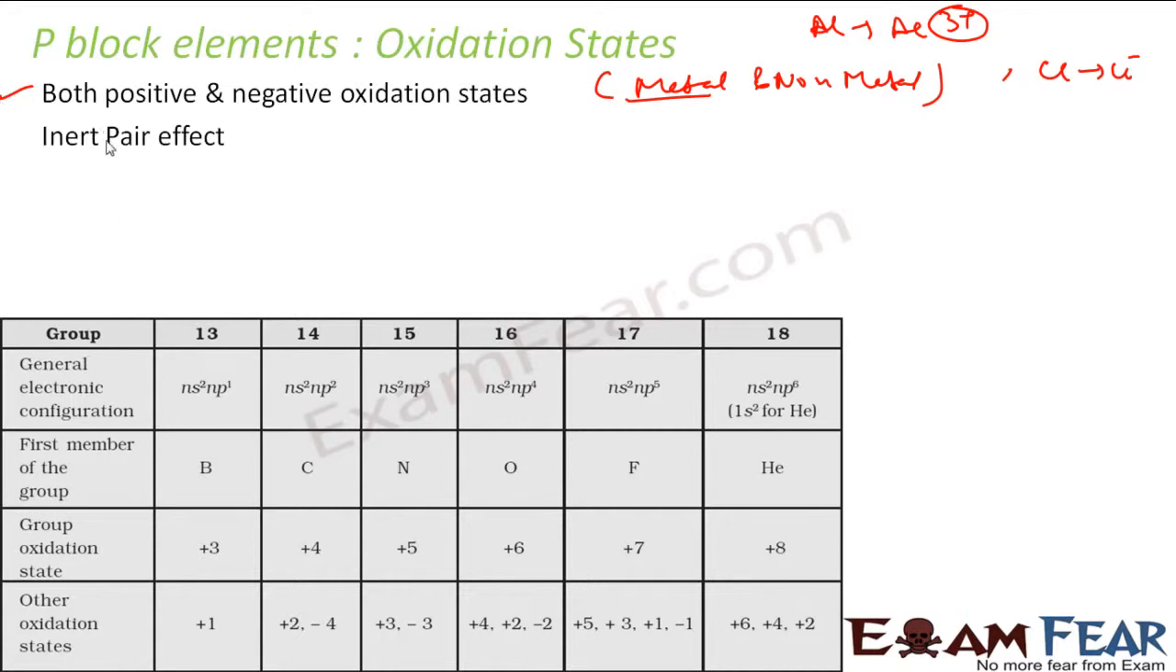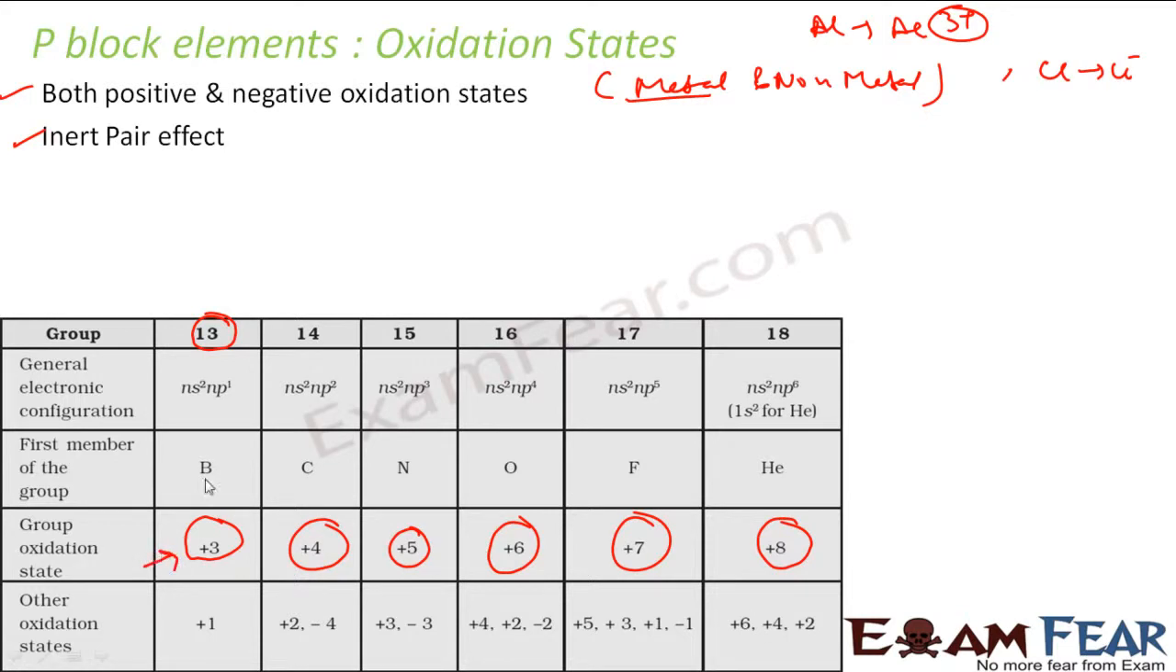And we'll talk about the inert pair effect. Before we discuss, let me give you a brief introduction. In group 13, the maximum oxidation state is 3. Group 14, the maximum oxidation state is 4. Group 15, the maximum is 5. Group 16, the maximum is 6. Group 17, the maximum is 7. And group 18, the maximum is 8. Correct? This is the maximum.